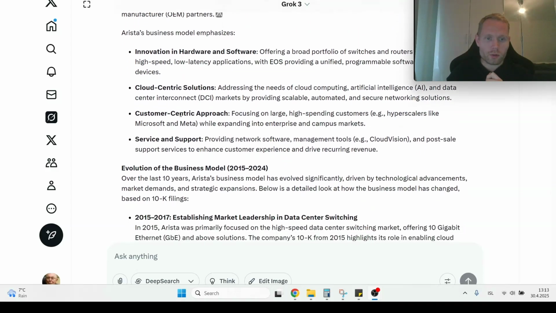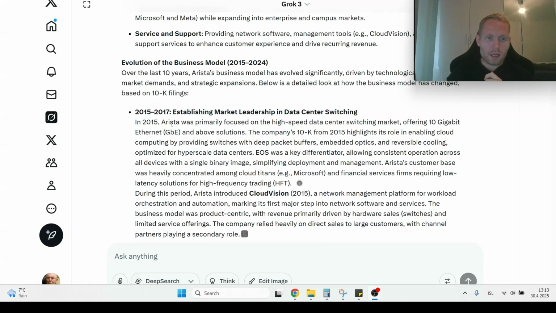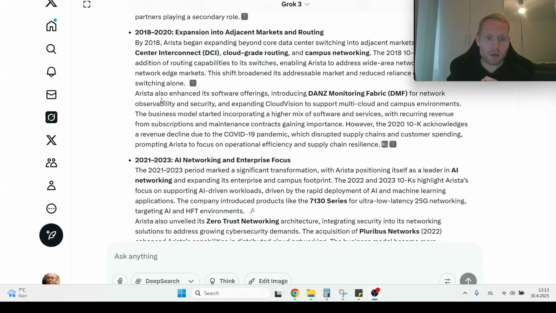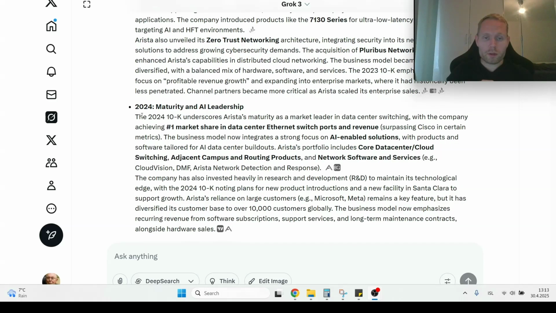And it goes through here the evolution of the business model, how it was from 2015 to 2017, and the changes up until today, and what they're doing in 2024, where they have become a mature company and a market leader in data center switching, and the company achieving number one market share in data center Ethernet switch ports and revenue, and where they're surpassing Cisco in certain metrics.